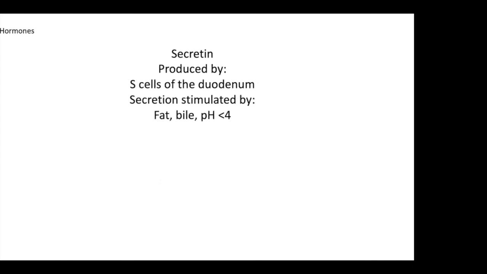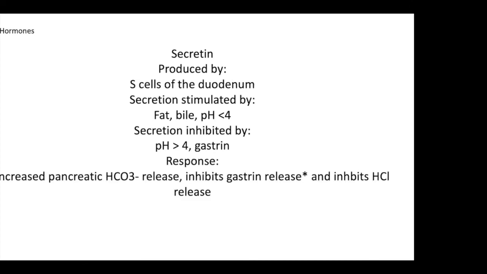Secretin, S cells of the duodenum, stimulated by fat, bile, and acid, so low pH, inhibited by high pH and gastrin, and then your response is bicarb secretion from the pancreas. It typically inhibits gastrin release and inhibits HCl, however, it does not inhibit gastrin release in cases of gastrinoma.